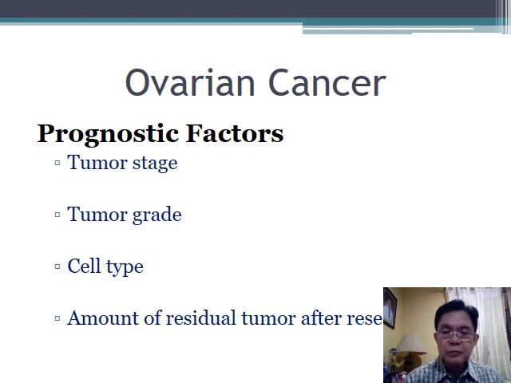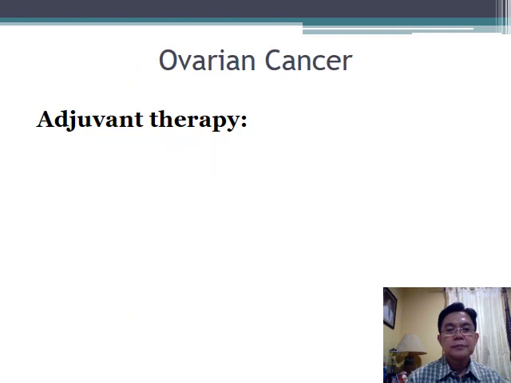Amount of residual tumor after resection. The more tumor left behind after surgery, the poorer the prognosis. So we always say that if you can reduce your tumor to maybe zero residual after surgical intervention, the better the prognosis of the patient, because that patient will also favorably respond to chemotherapy or adjuvant treatment. The more tumor that you leave behind after surgery, the poorer the prognosis.